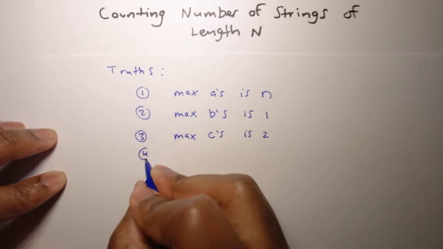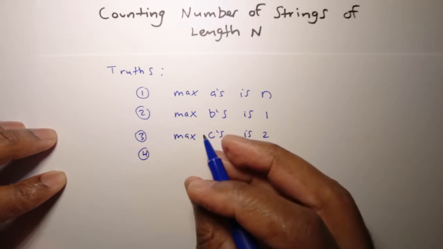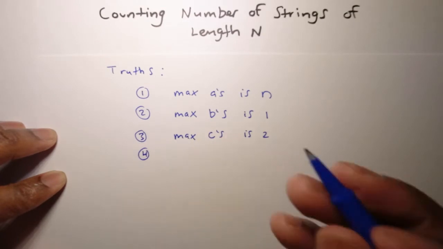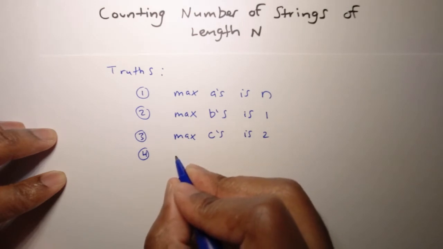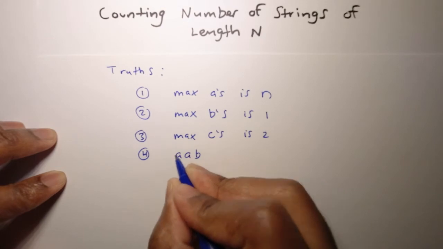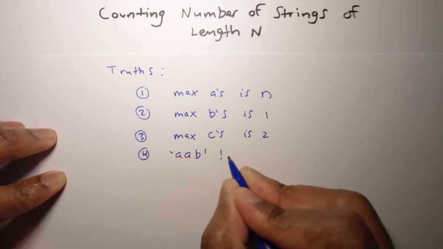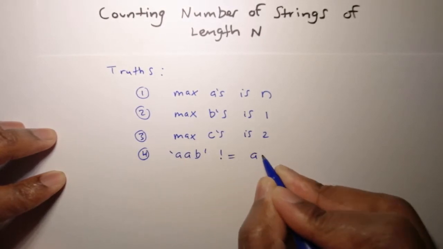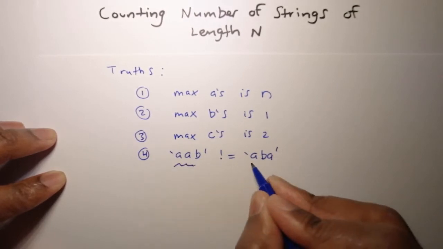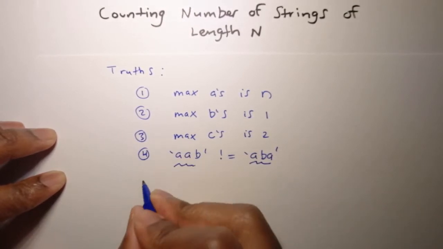Another truth that we know is that order does matter because we're dealing with permutations here. For example, if we have the string A, B, this string is not equal to the string A, B, A. These two are just not equal. So the ordering of these characters does matter.